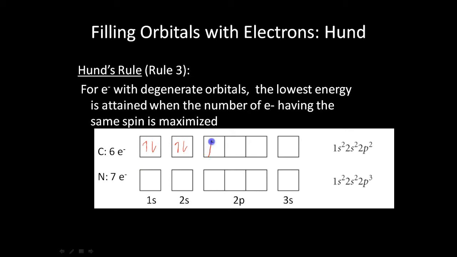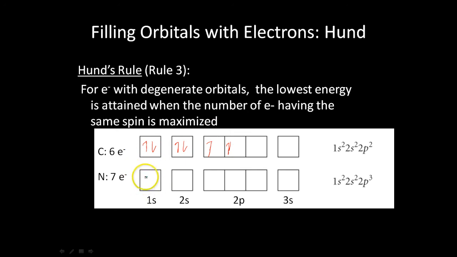So my options are I could put 1 here and 1 here, or I can put 1 here and 1 here. So I'm putting them with the spin the same way. Imagine this as representing plus 1/2 and plus 1/2 for the m sub s quantum number. This has a lower energy.